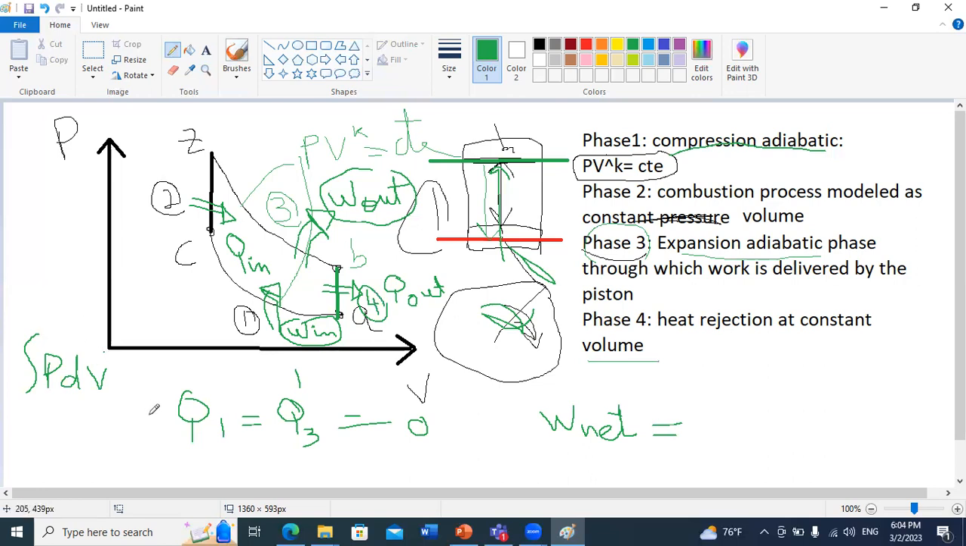This is why we can consider that we have work only in phase 1 and 3. But in phase 1, we put work on the system. In phase 3, we take work from the system. So W_net, the useful power, is the difference between W_out and W_in. This is the useful power that I will extract from my system. And what is the input here? What is the input to produce this work?